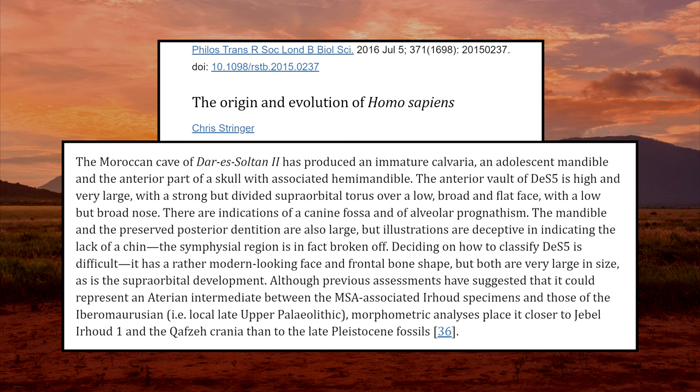Deciding on how to classify DSL10-2H5 is difficult. It has a rather modern-looking face and frontal bone shape, but both are very large in size, as is the supraorbital development. Although previous assessments have suggested that it could represent an Aterian intermediate between the Middle Stone Age associated Jebel Irhoud specimens and those of the Iberomaurusian, i.e., the local late Upper Paleolithic, morphometric analyses place it closer to Jebel Irhoud 1 and the Kafsa crania than to the late Pleistocene fossils.